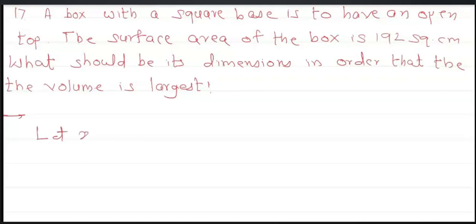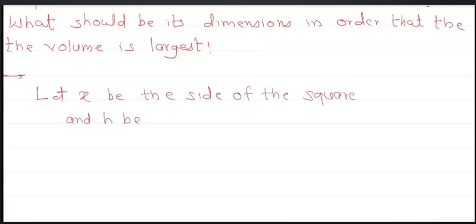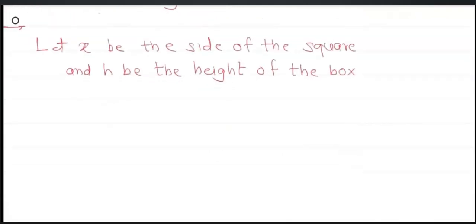Let x be the side of the square base. h be the height of the box. The box has a square base. That is, we are considering x as the side of the square.